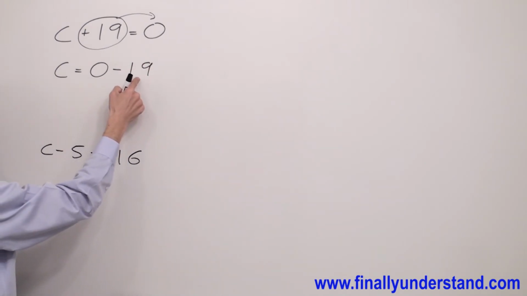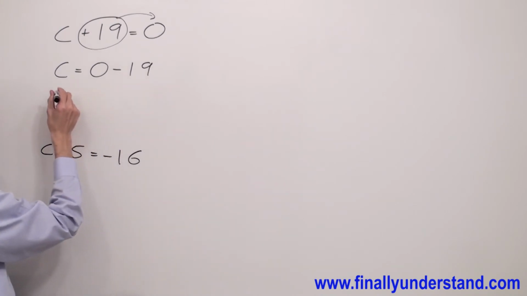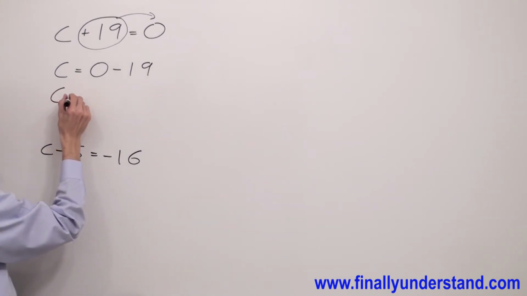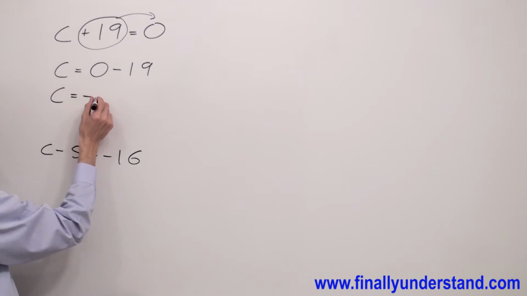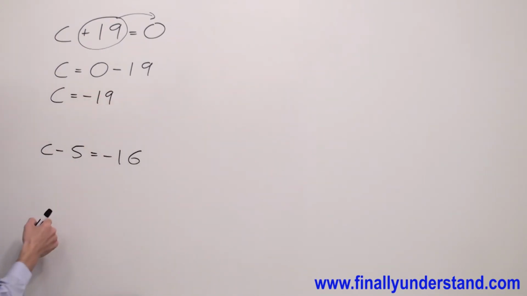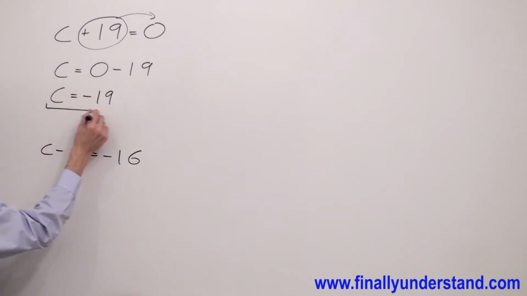0 minus 19 is simply negative 19. So that's why c is equal to negative 19. And this is the solution to my problem.